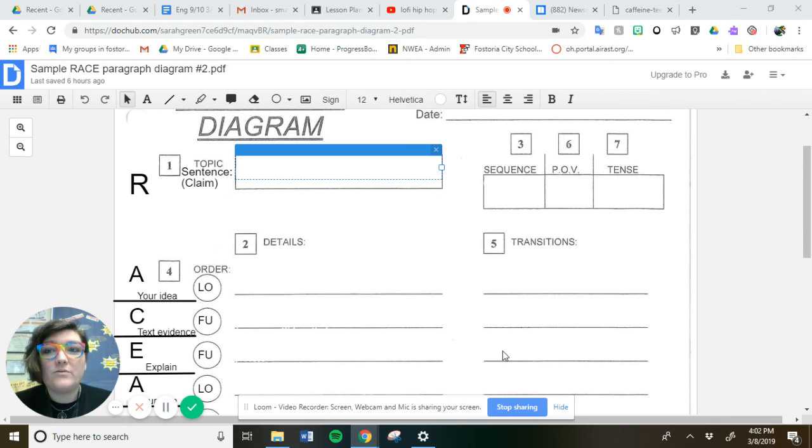Here to talk today about the paragraph diagram. Now, some of your classes haven't gotten to this yet, and that's okay. We're going to get to it next week. However, I wanted to walk you through the process of building a paragraph with textual evidence in it.